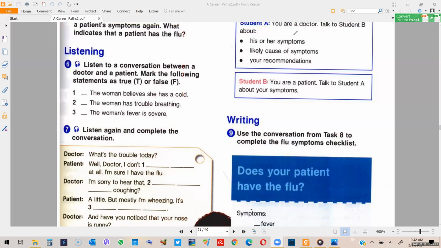Okay, number 5. Do you have pain throughout your body? I do have muscle aches, and I'm so tired that I can hardly do anything. Do you think it's the flu, doctor?